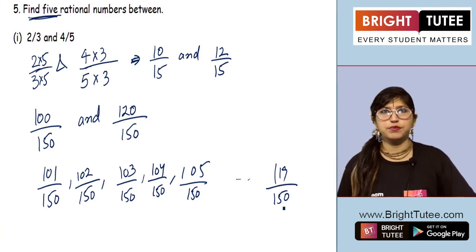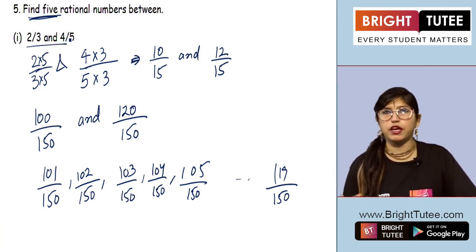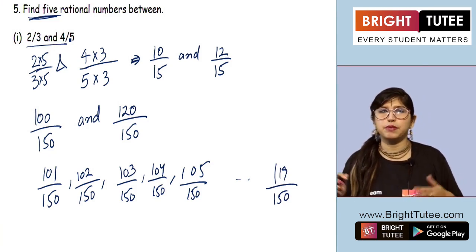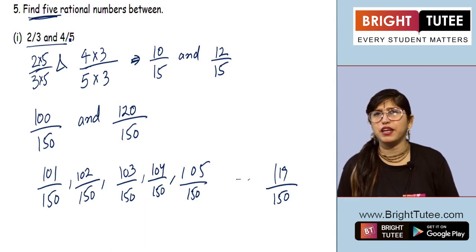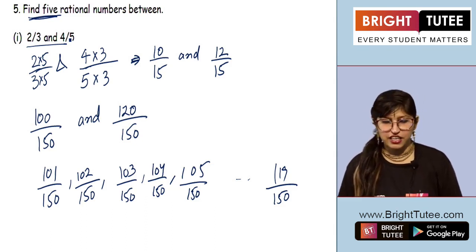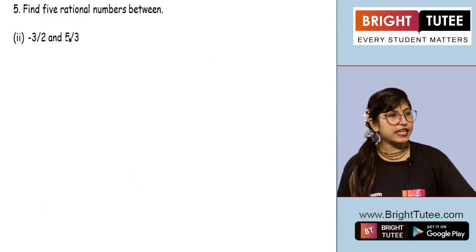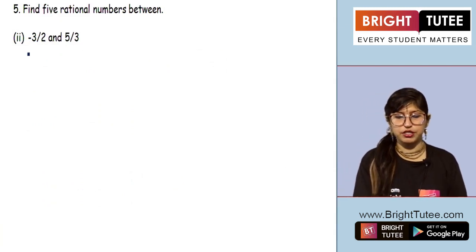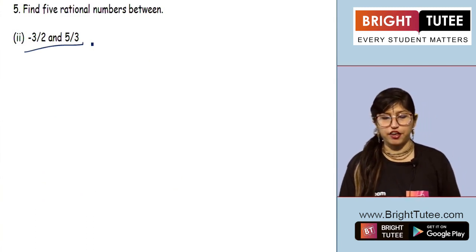Now you can use that as well, adding both of them, dividing by 2, finding the mean again and again, but that is a bit tedious process, so it's better if you can go ahead with this. It's a bit simpler and easier, isn't it? Yes, it is. So now let's move on to the second part of the fifth question. We need to find 5 rational numbers only. Now it is between minus 3 by 2 and 5 by 3.